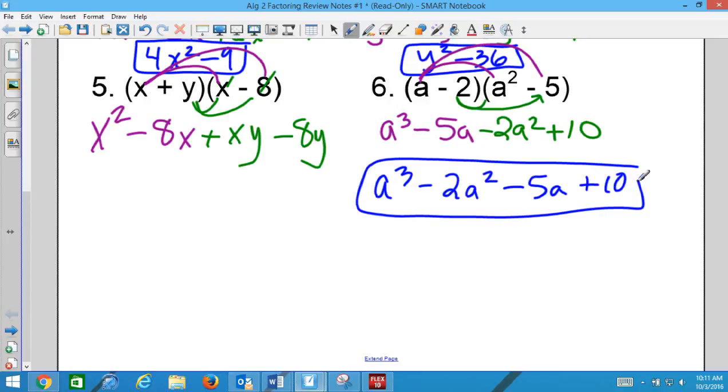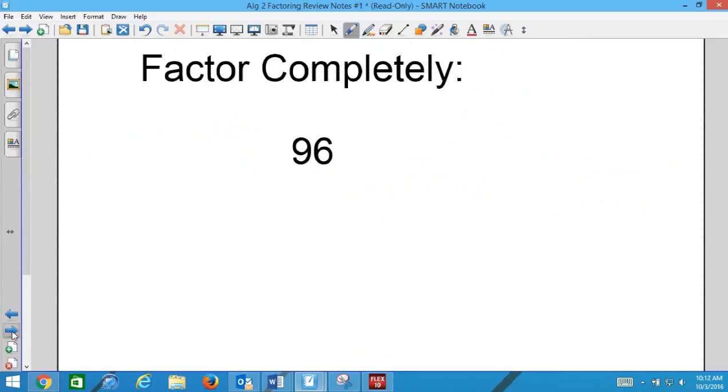Okay, today what we were doing, why we needed to do the warm-up, is because today I'm going to give you something like a to the third minus 2a squared minus 5a plus 10, and you have to tell me what we originally multiplied together. We're going backwards. Well, why would we want to do that? Because that's how we are going to solve quadratic equations starting on Wednesday.